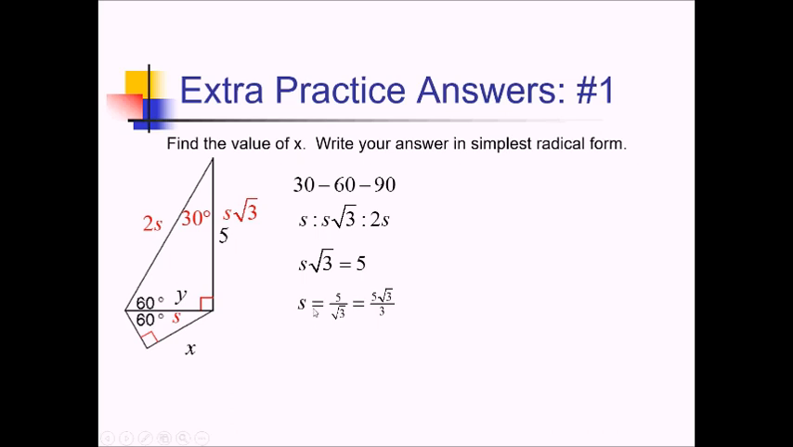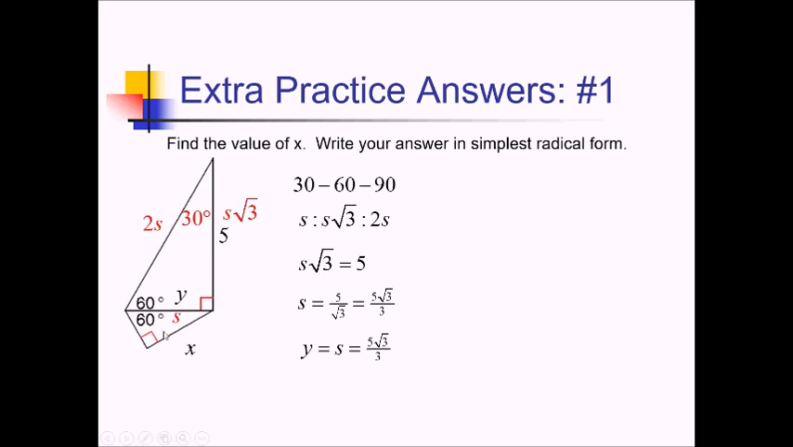And then, now that I've got the value of s, I can solve for any other side of the triangle. Now specifically, the only side I care about is this y side here. That's one of the variables I needed to find. It looks like y is equivalent to s. So that means that y equals 5 radical 3 over 3. Great. Now we need to move on and find the value of x in this other triangle.